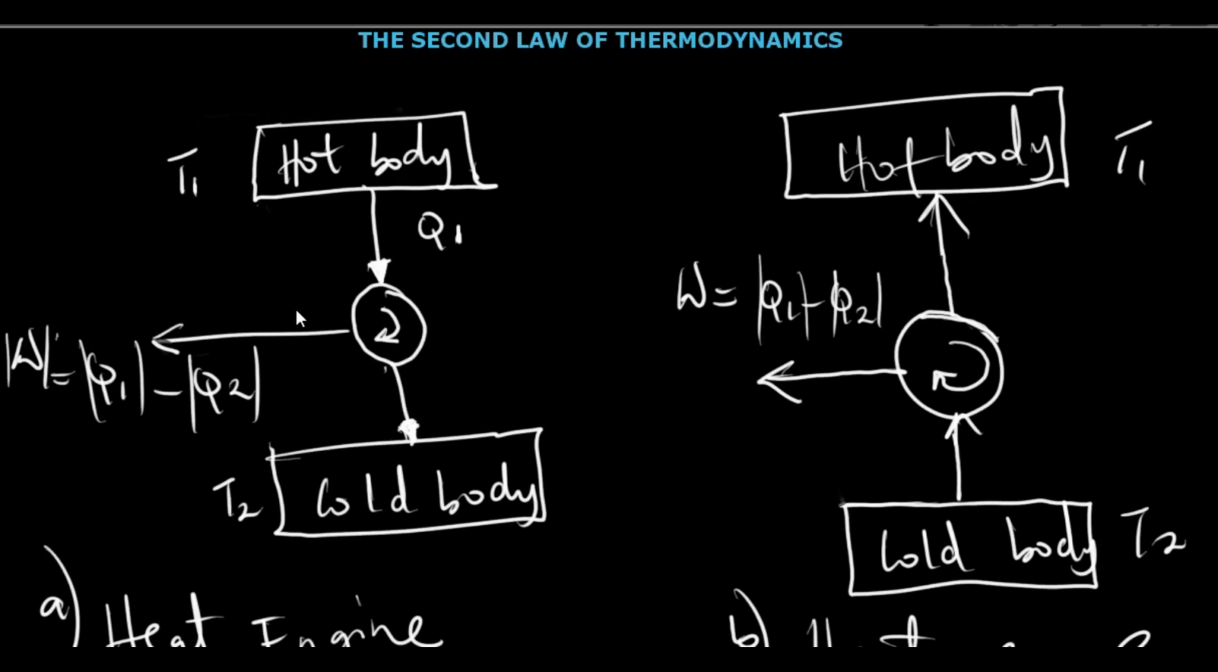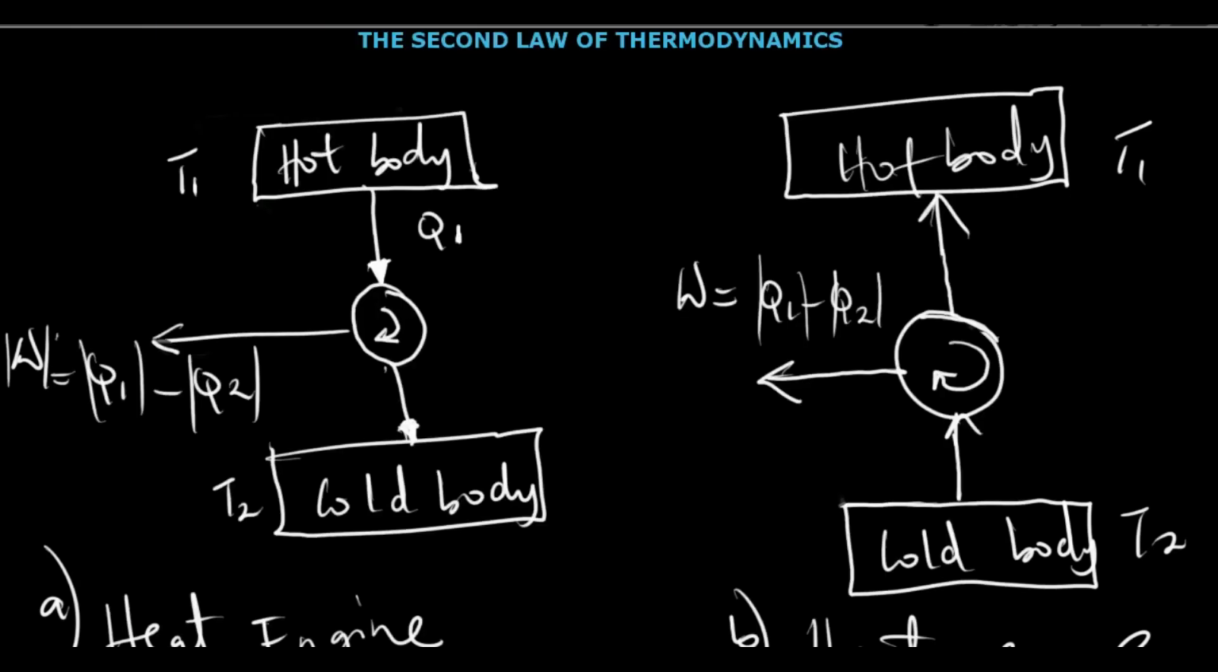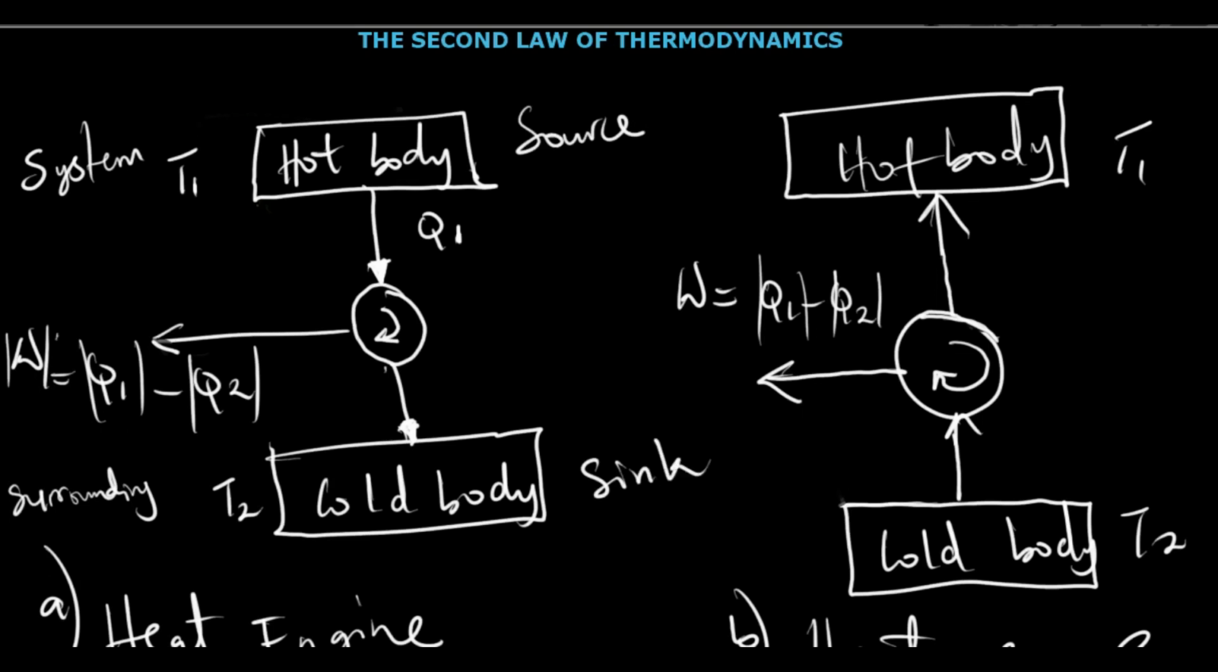So as you can see on the screen, we have the diagram of a system and its surrounding. Here is the system and this is the surrounding. Also, you can call it the source of heat, and this is the sink where it goes.